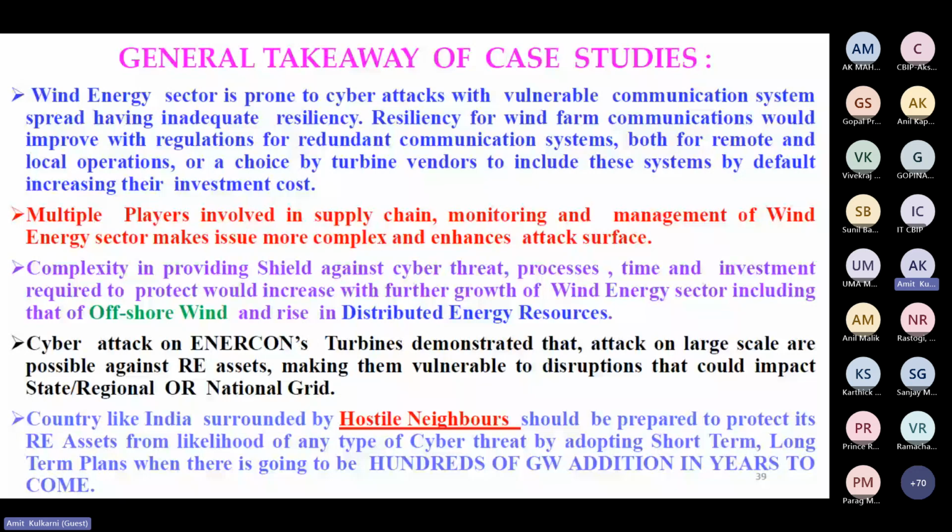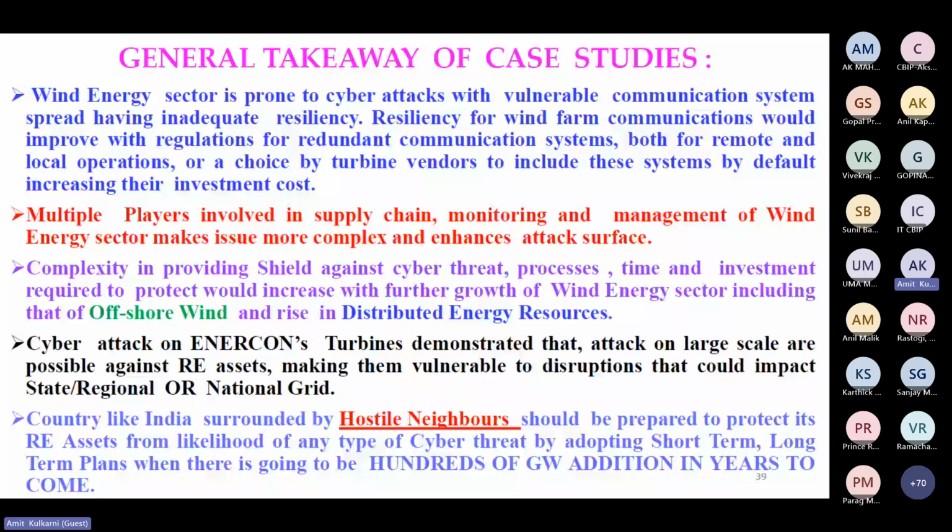What we need, most importantly, is resiliency in wind farm communication with redundancy. Secondly, multiple players involved in supply chain monitoring and management of the wind sector make the issue more complex and enhance the attack surface. The more players you have, the more possibility of getting intruded or penetrated into the system. It's easier for the attacker. So we need a shield against such threats. We should have processes, time, and investment to protect against all such things.